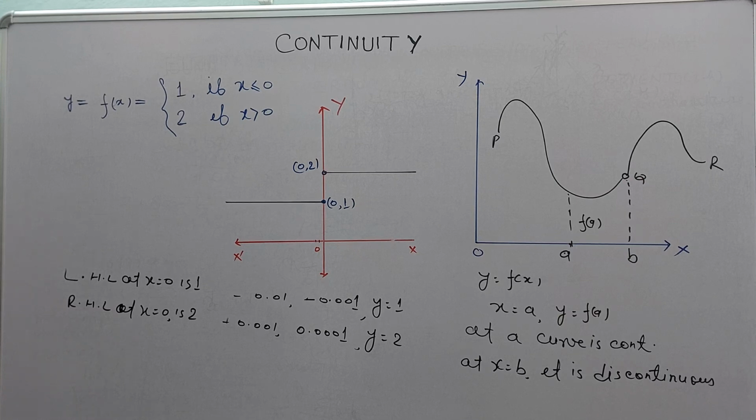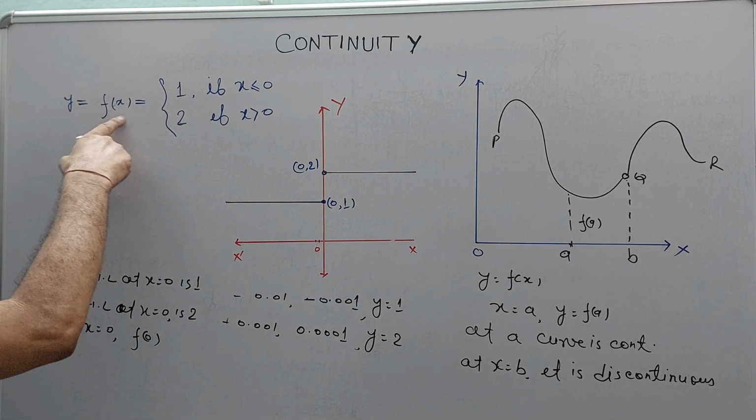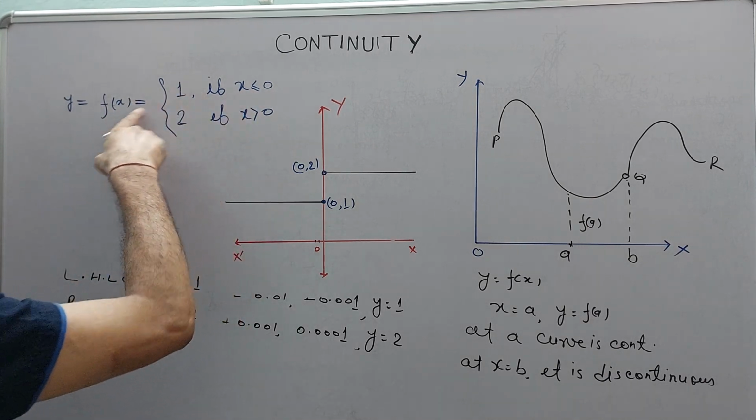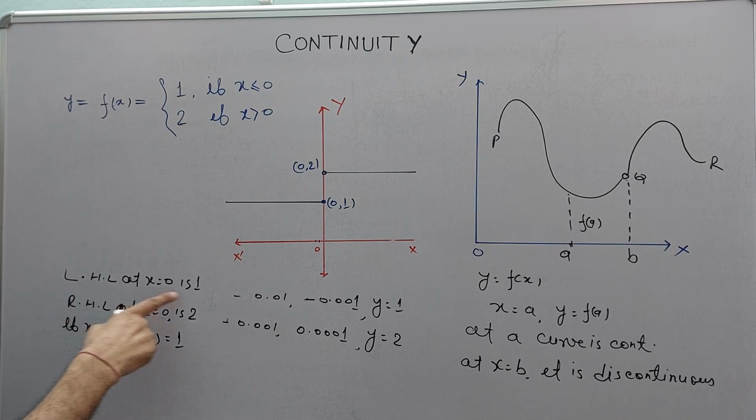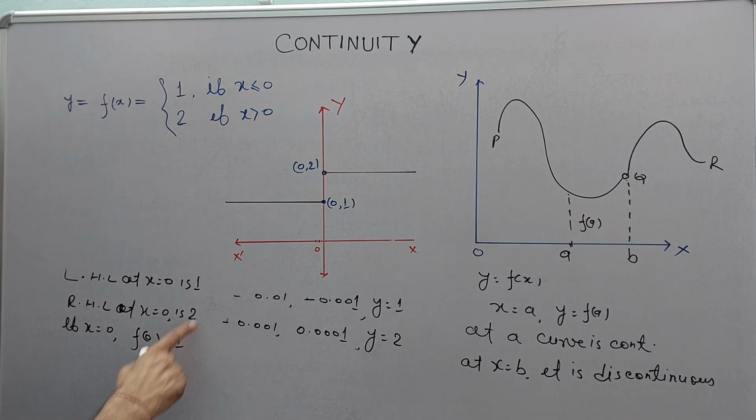Also the functional value: if I put x equal to 0, f(x) is equal to 1. So the functional value at x equal to 0 coincides with the left hand limit, which is 1. But this is not equal to the right hand limit. So in the language of mathematics, it is not continuous.